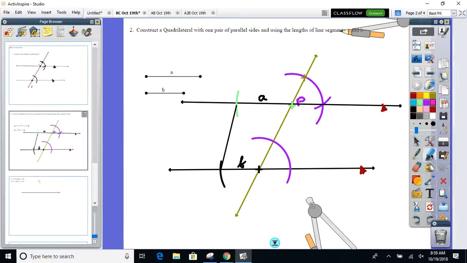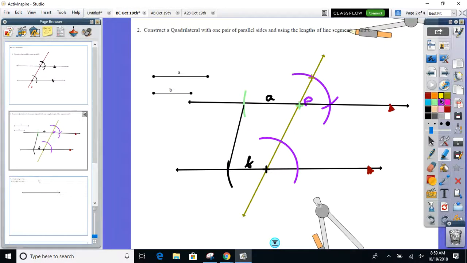Okay. Doesn't look that pretty, but hey, does it have 4 sides? Are 2 of the sides parallel? And are 2 of the sides A and B? That's all I needed. That beaut. 4-sided figure.